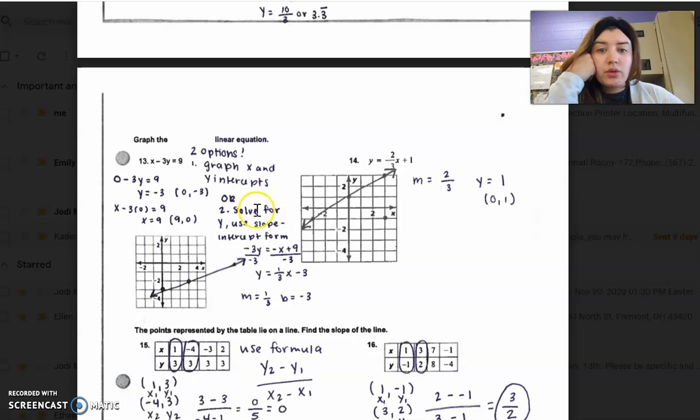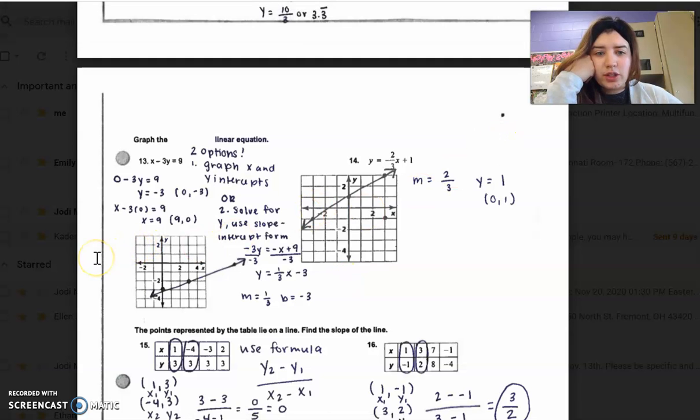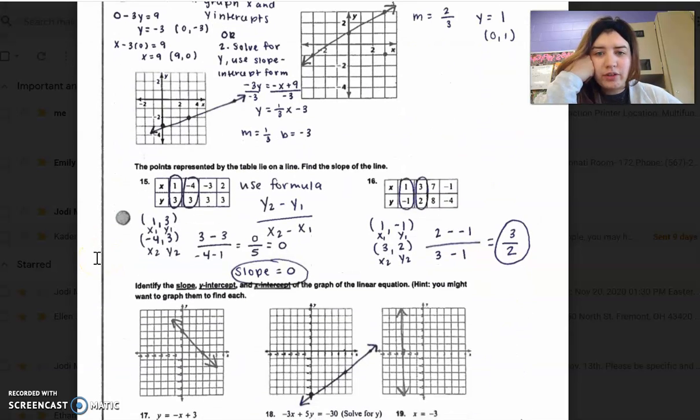Or you can go over here and you can solve for y, and then use slope-intercept form. So after we solve for y, we know our slope is 1/3, our b is -3, and our b means our y-intercept, so we go down here to -3, plot our points, then we go up 1, right 3, and that would be your line. For 14, you're just finding your slope and your y-intercept.